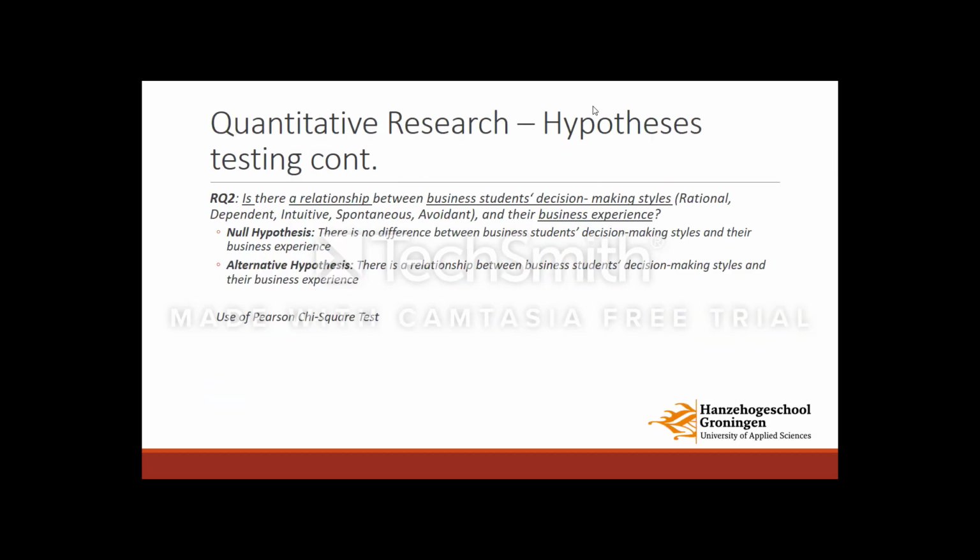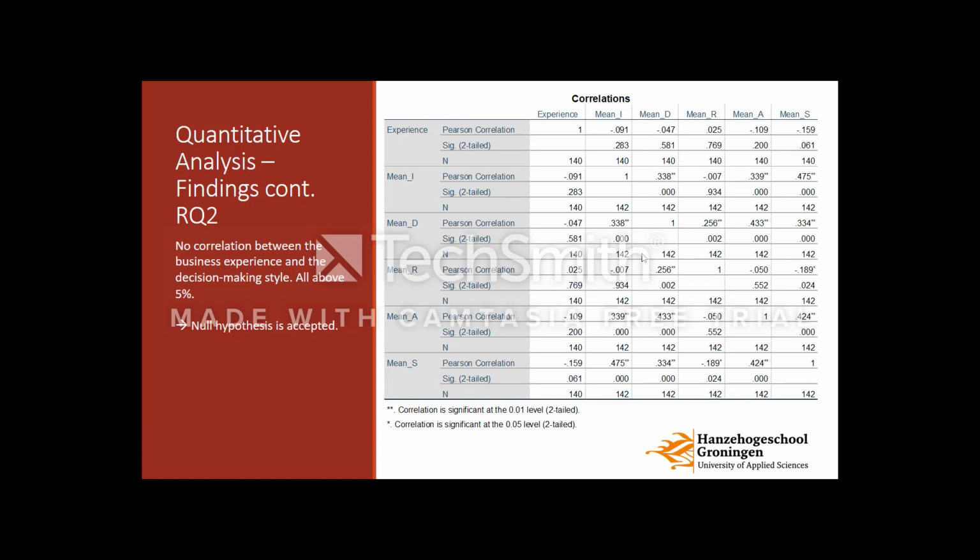For the second research question about the relationship of business students' decision-making styles and their business experience, we are going to make use of the Pearson chi-squared test in SPSS. Coming to the results for our second research question, we can see that none of our sigma two-tailed results are below our 0.05 level, which means all of the results are above 5%, which means we are going to accept the null hypothesis that says that there is no relationship between business experience and the decision-making styles of our business students.